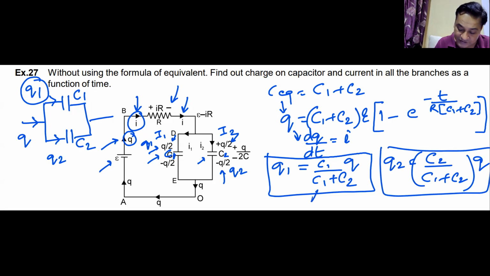Now, if I differentiate this, I will get the value of I1. I1 is the current in this branch. And I2: if I differentiate this, I will get the value of I2. Do we understand this? Yes, sir. Confident? Yes, sir. You will be able to do a question if it comes on this nature. Yes or no? Yes, sir.